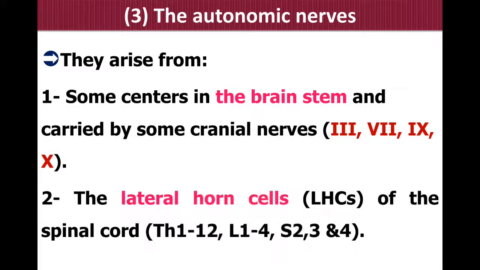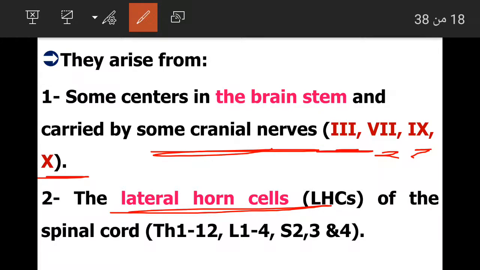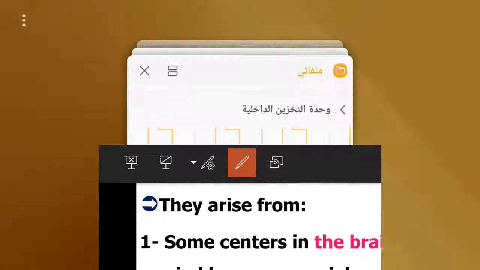The third type of peripheral nervous system is the autonomic nerves that arise from two parts. Arise from brainstem and pass through some cranial nerves 3, 7, 9, and 10, as will be mentioned later. And arise from also the lateral horn cell of the spinal cord from certain segments involving thoracic 1 to thoracic 12, and from lumbar 1 to lumbar 4, and sacral 2, 3, and 4.